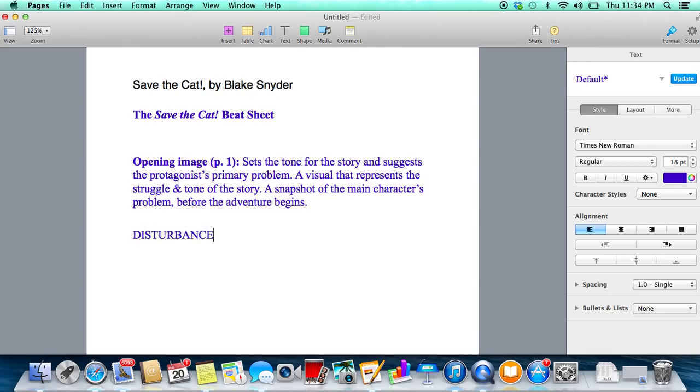And a disturbance is just one way of opening your novel, and that is to have a big problem or a small problem, something to just get the reader into the story immediately. So disturbance is a problem that immerses the reader into the character's world immediately. Okay, and it could be big or small.